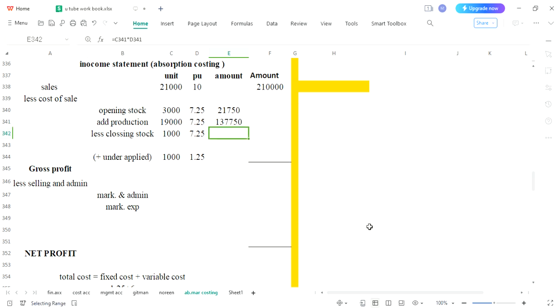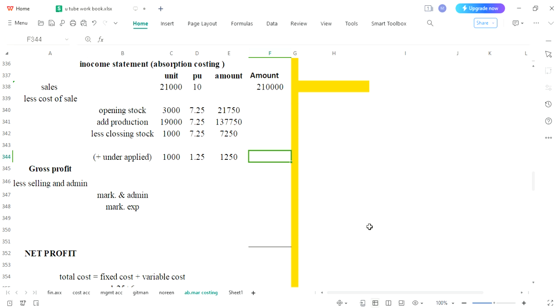So that is the total cost of production. Units of closing stock 1,000 multiplied by per unit 7.25. We have got the closing stock amount. And now the under applied amount: number of units 1,000 multiplied by 1.25 per unit fixed cost. In this way, our amount column is completed.